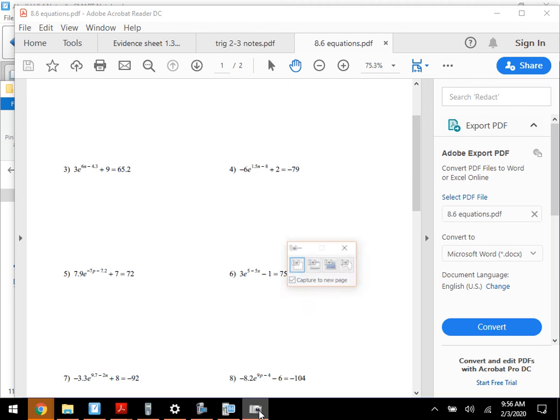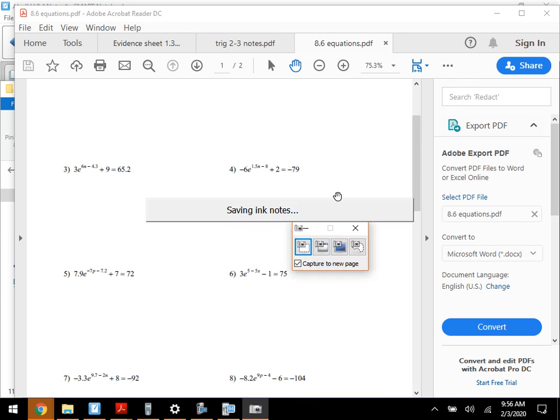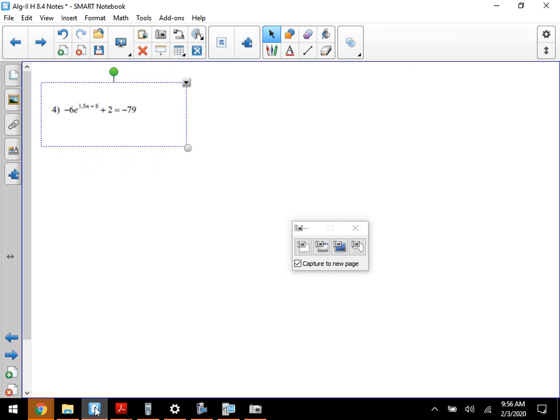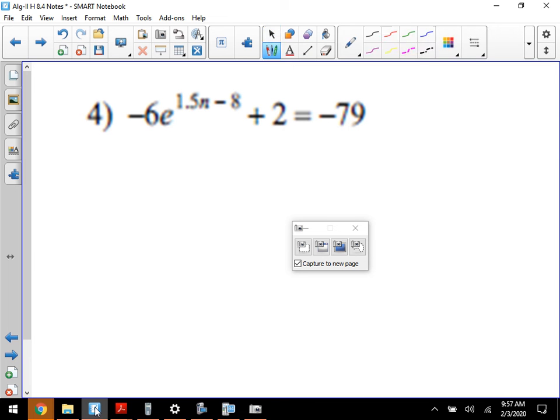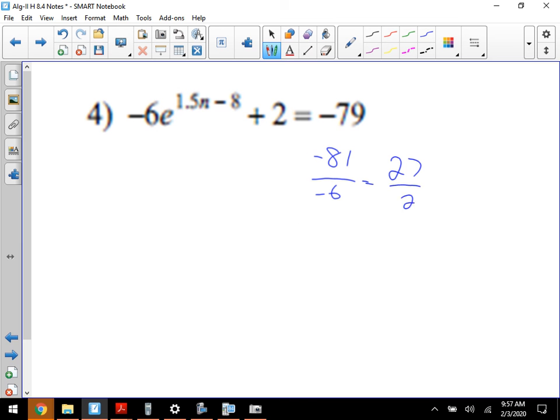For example, if you think about what something like this looks like, it is a longer, gross-looking equation to start with. But think about your order of operations. What do you have to do first? Take away the 2. Then what would you do? Divide by 6. So if you took away the 2 and divided by the 6, you're at negative 81 over negative 6, correct? If you simplify that out, that gives you what? Divided by 3, that's 27 over 2.